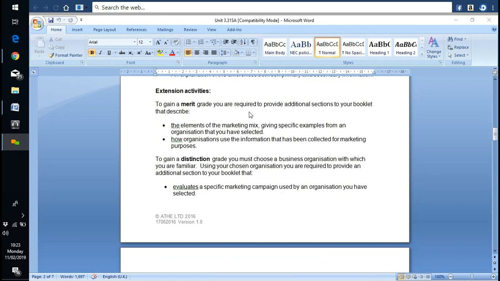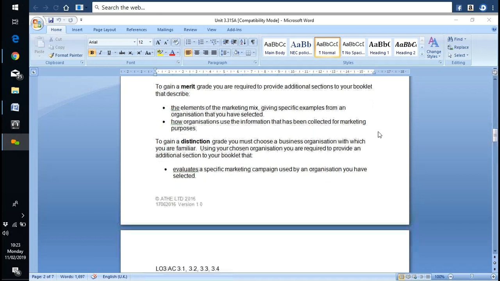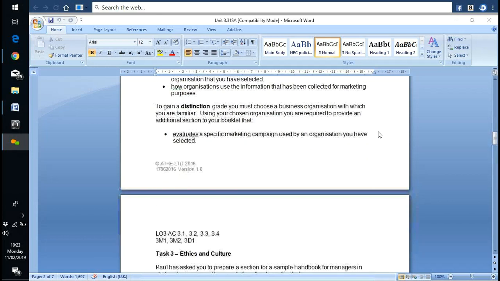To gain a merit, you are required to provide additional sections to the booklet to describe the elements of the marketing mix, giving specific examples from an organisation you have selected again. And how organisations use the information that has been collected for marketing purposes. To get a distinction, you must choose the business organisation which you are familiar with. Using your chosen organisation, you are required to provide an additional section of the booklet that evaluates a specific marketing campaign used by an organisation you have selected.